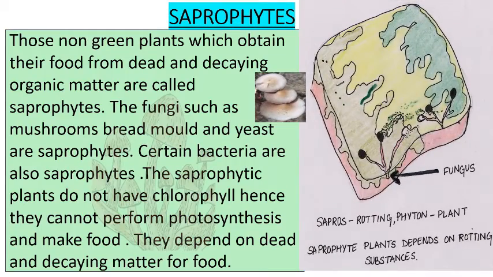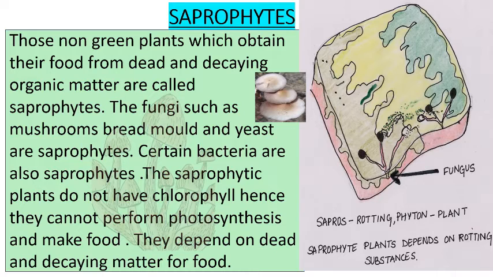Students, now we will learn about saprophytes, saprophytic mode of nutrition. These are non-green plants. They cannot synthesize their own food, so they derive nutrition from dead and decaying matter. Fungi such as mushrooms, bread molds and yeast are saprophytes. Certain bacteria are also saprophytes.